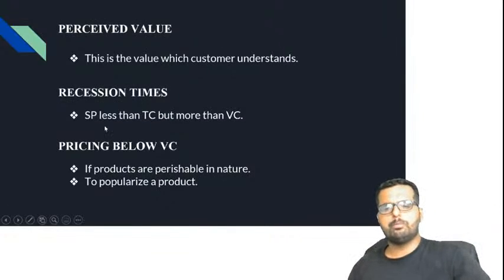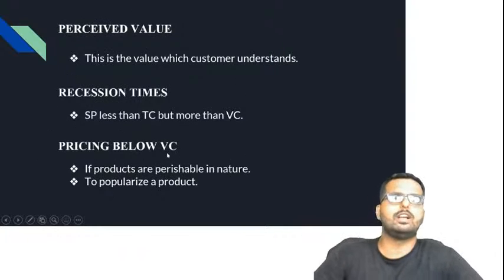When should you go for pricing below variable cost is the next question. This can come only in two cases. One is if the products are perishable. I'll explain this later to you. Can you write this down in your books? Write down the entire slide. Pricing below variable cost, I'll explain to you with examples.